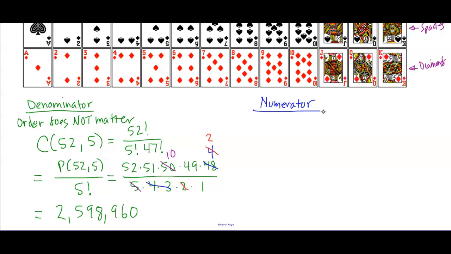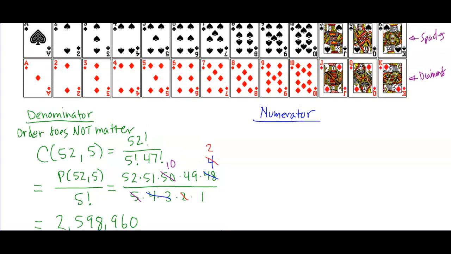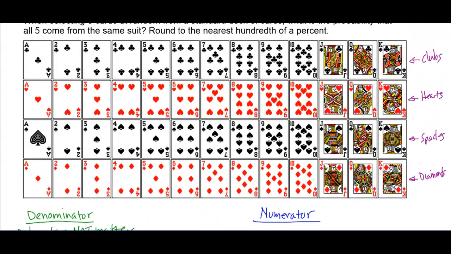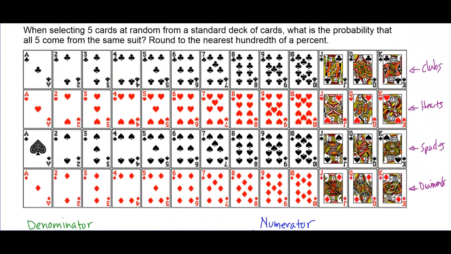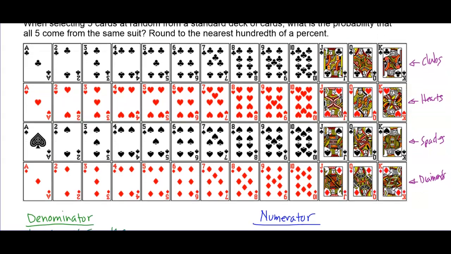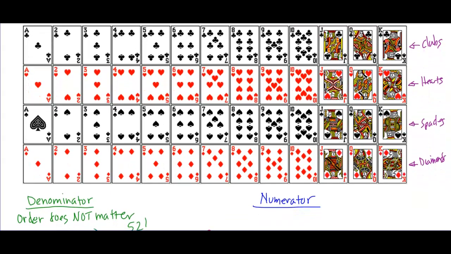Numerators tend to be a little more complicated, and in this case, remember, we're trying to figure out the probability of getting 5 cards all from the same suit. So it's probably best to think of one particular suit, like say clubs, and figure out what's the number of ways of getting 5 cards just from clubs. So here you would be picking your 5 cards out of only 13, because there are only 13 clubs in the deck. So this is clubs only.